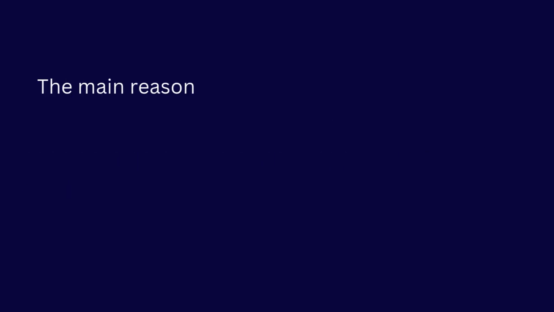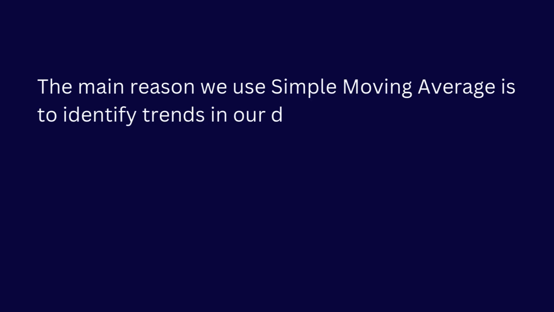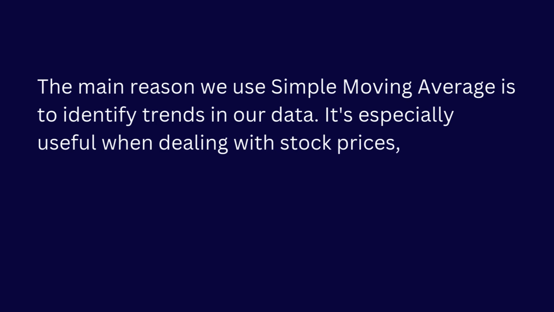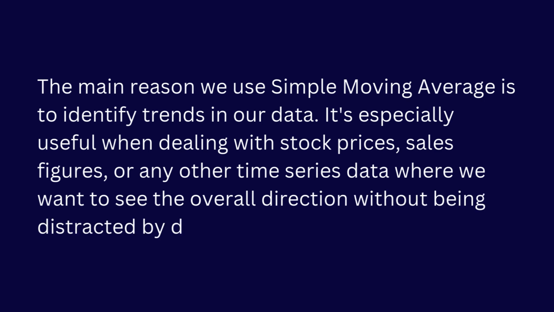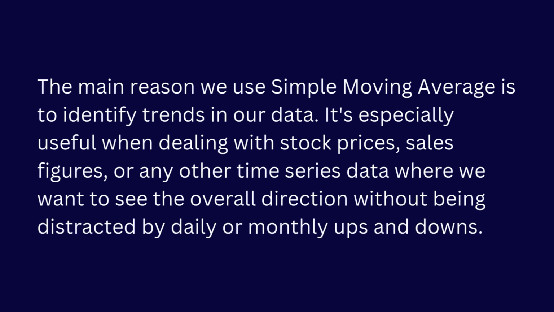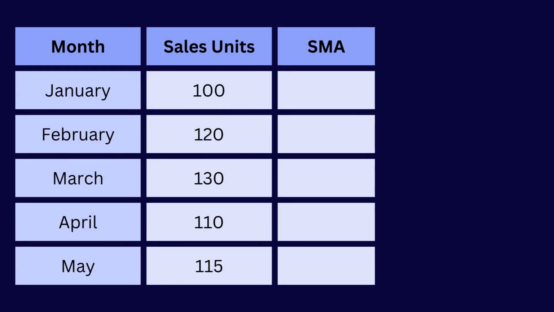The main reason we use simple moving average is to identify trends in our data. It's especially useful when dealing with stock prices, sales figures, or any other time series data where we want to see the overall direction without being distracted by daily or monthly ups and downs. Now let's see how we can calculate the simple moving average using a straightforward example.